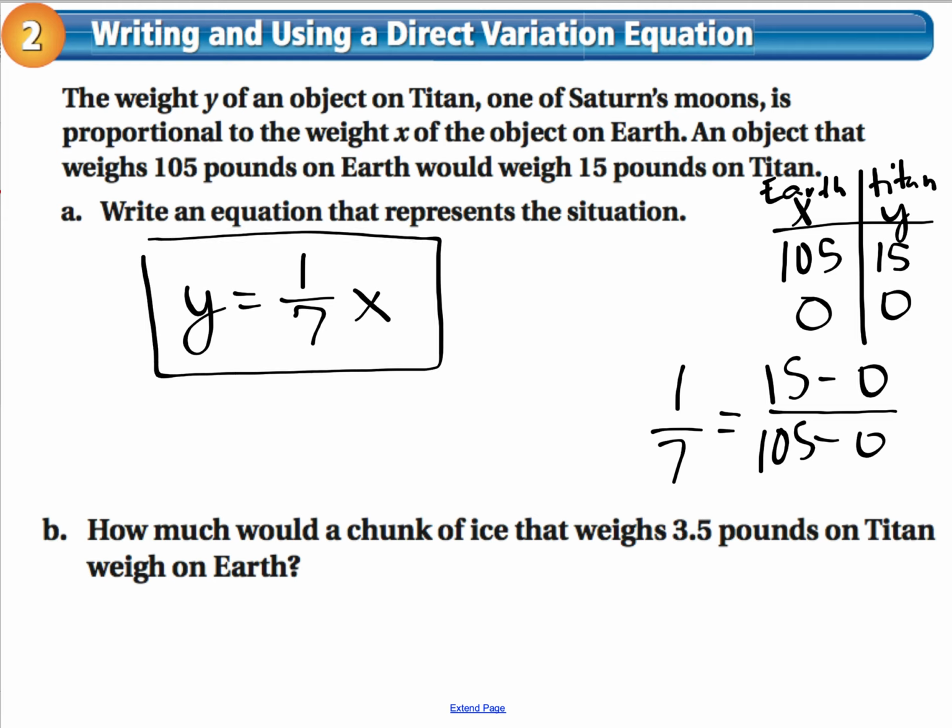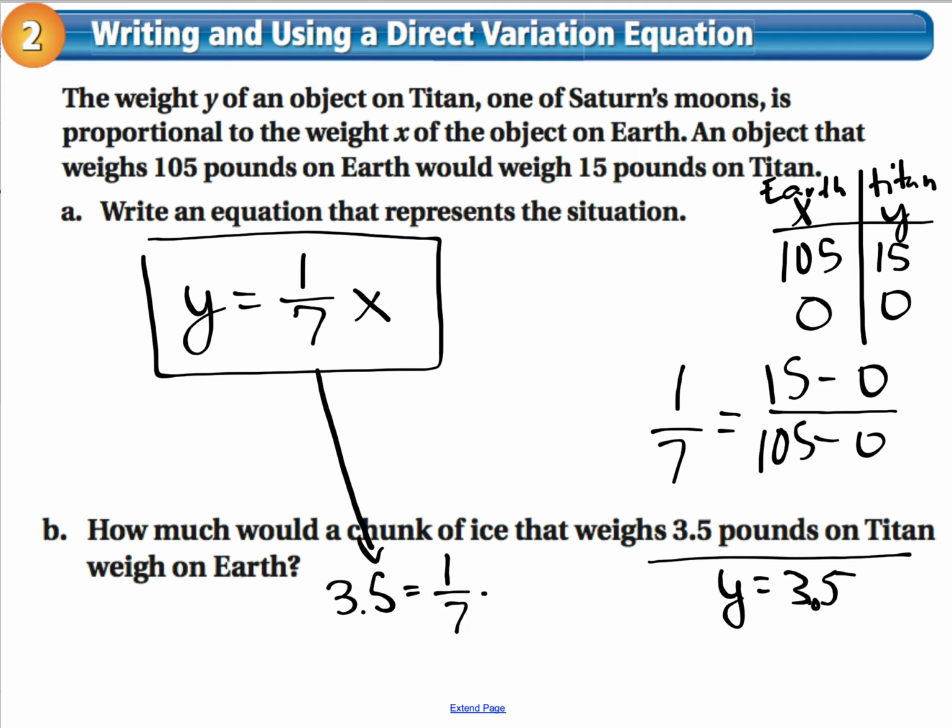How much would a chunk of ice that weighs 3.5 pounds on Titan weigh on Earth? Now pounds on Titan is y, so the y is 3.5 here. So we're going to take y equals 1/7 x and replace y with 3.5, and then we just solve for x. Multiply both sides by 7 over 1, and we get 24.5 equals x. So the answer here, 24.5 pounds.